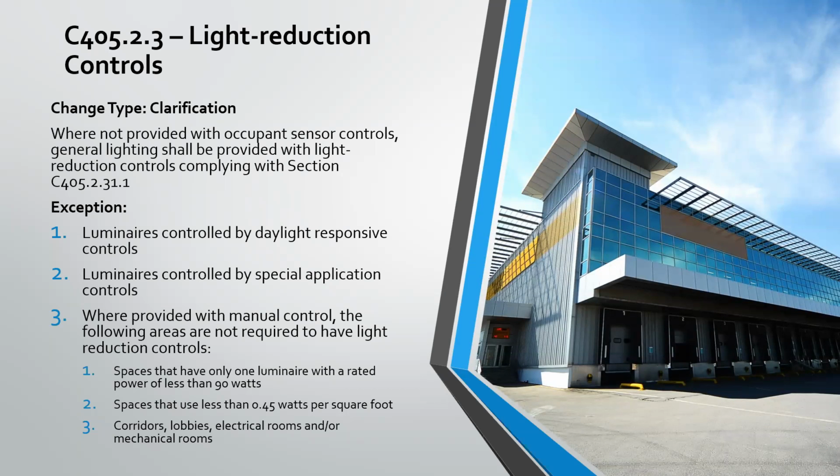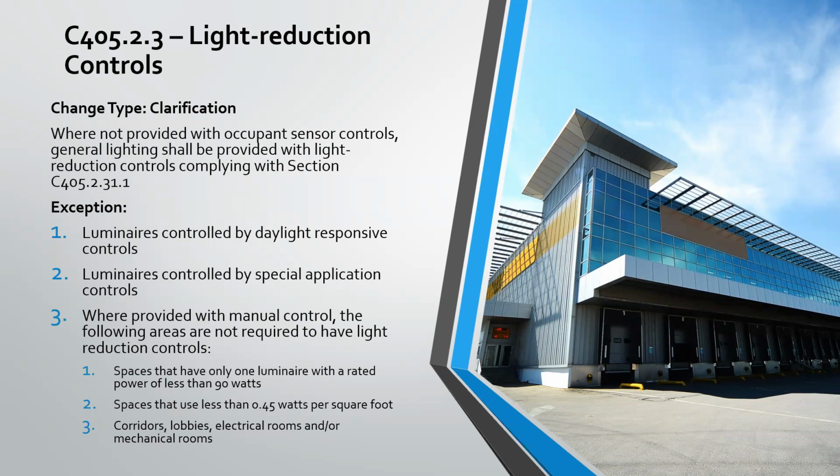So light reduction controls, so it's just a clarification. We're not provided with occupant sensors. General lighting shall be provided with light reduction controls following sections 405.2, that should be 405.2.3.1, I think. It's a typo there. Exception, you got luminaires controlled by daylight responsive control. So if it's already got a daylight responsive control, then it doesn't have to have additional controls.